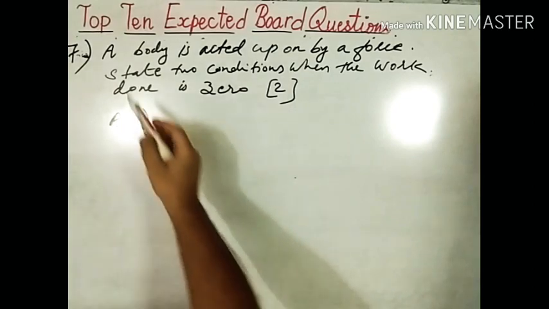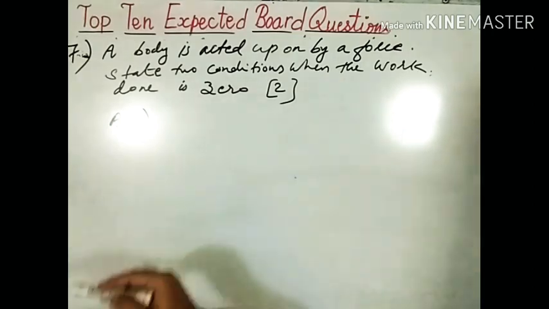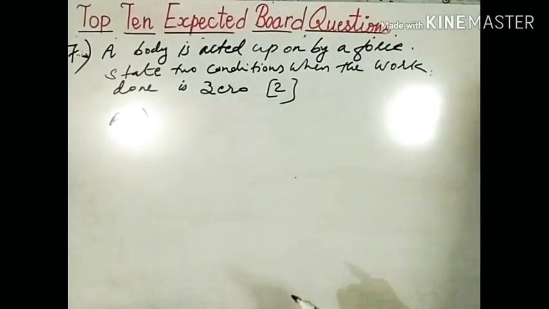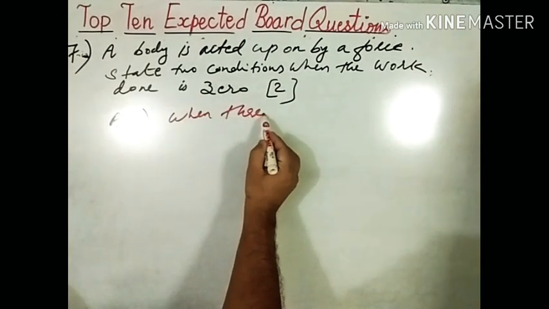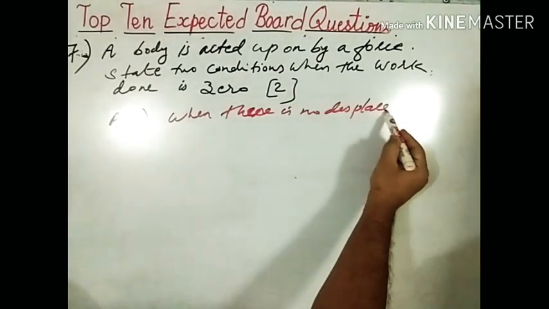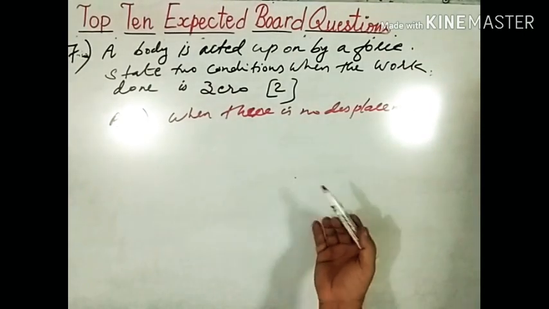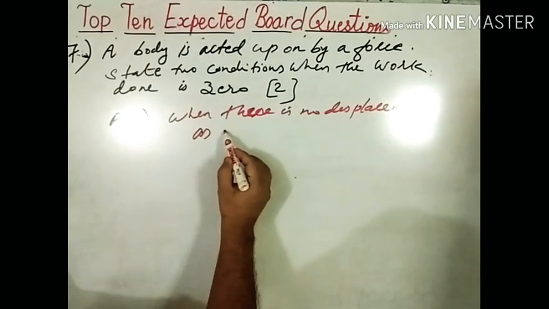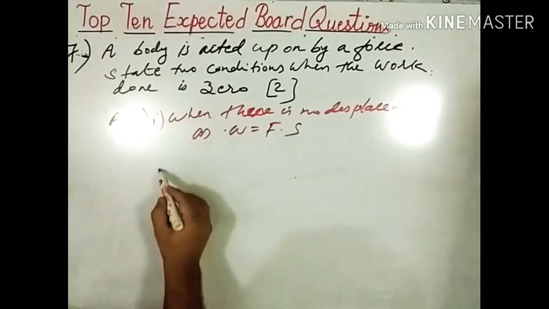Question number 7. A body is acted upon by a force. State 2 conditions when the work done is 0. You have to write the 2 conditions. You should be able to remember them. So as you know, work done can be 0 when displacement is 0, when there is no displacement. When S is equal to 0, force into displacement, F into 0 is 0. So I can write work done is equal to force into displacement.